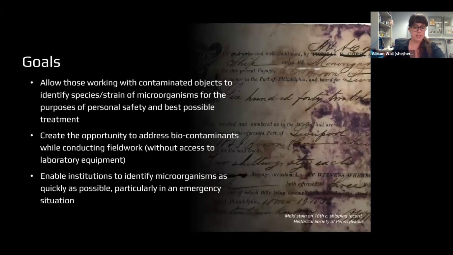So with all that in mind, here are the goals that we focused on in developing this project. First, we wanted to allow those working with contaminated objects to identify species-specific organisms for the purposes of personal safety and best possible treatment. We also sought to create the opportunity to address biocontaminants while conducting field work, so without access to laboratory equipment. We also wanted to enable institutions to identify microorganisms as quickly as possible, especially in an emergency situation like a flood.